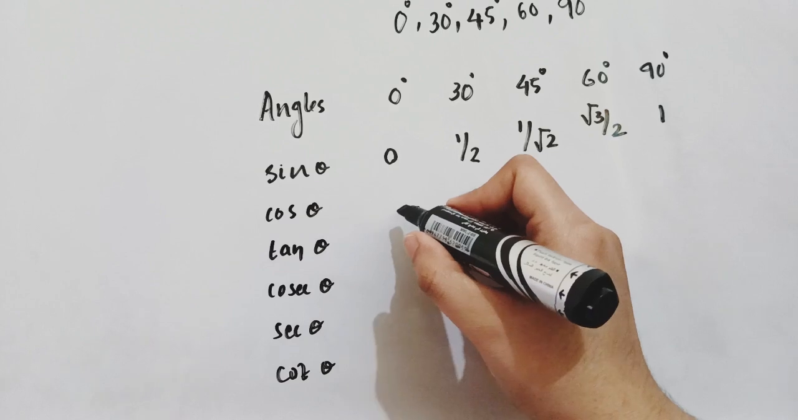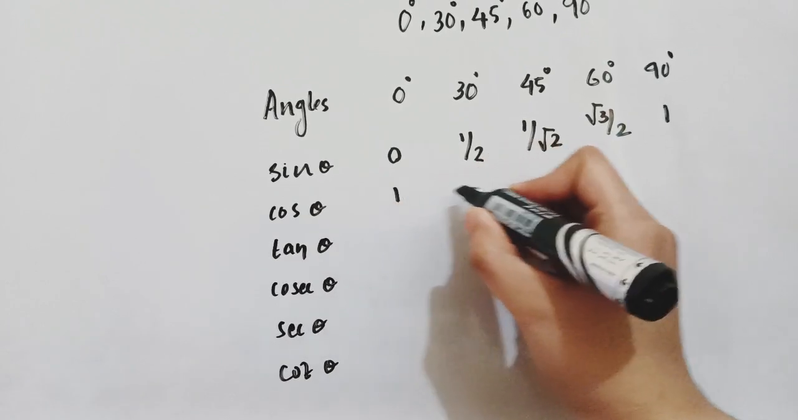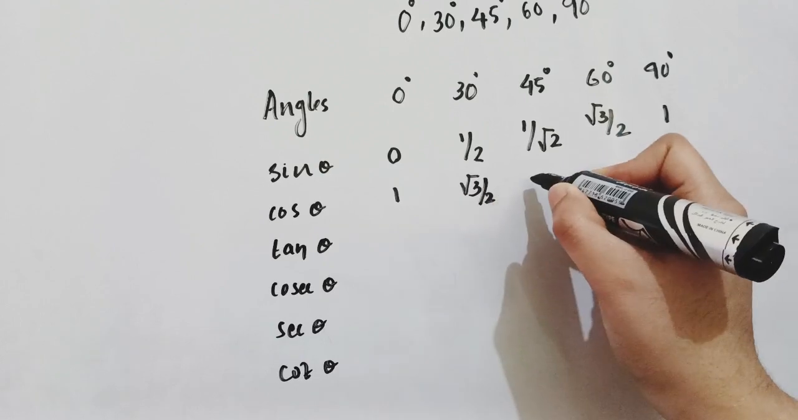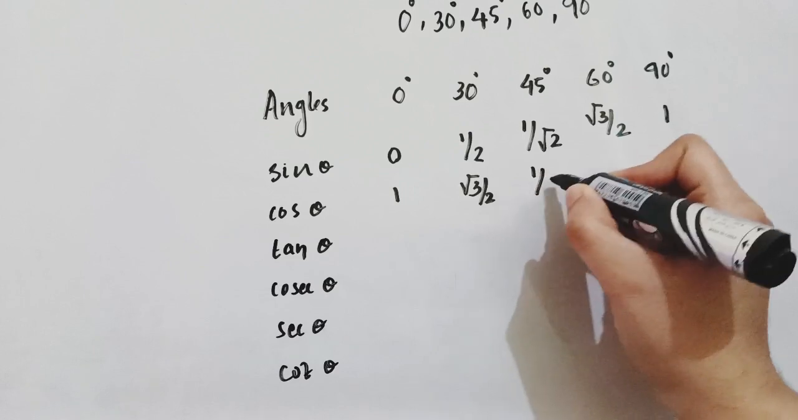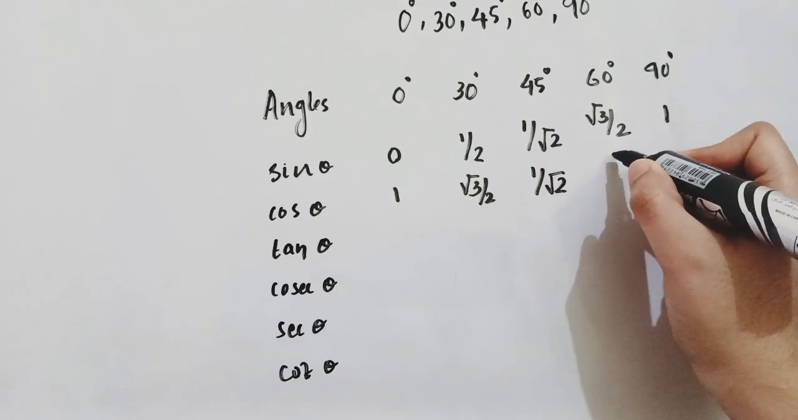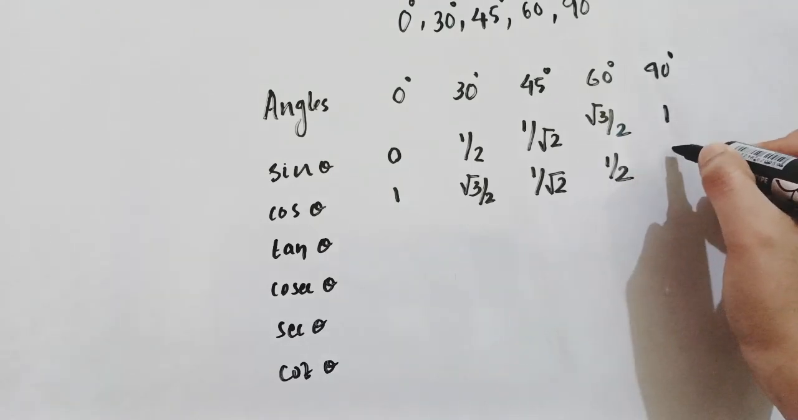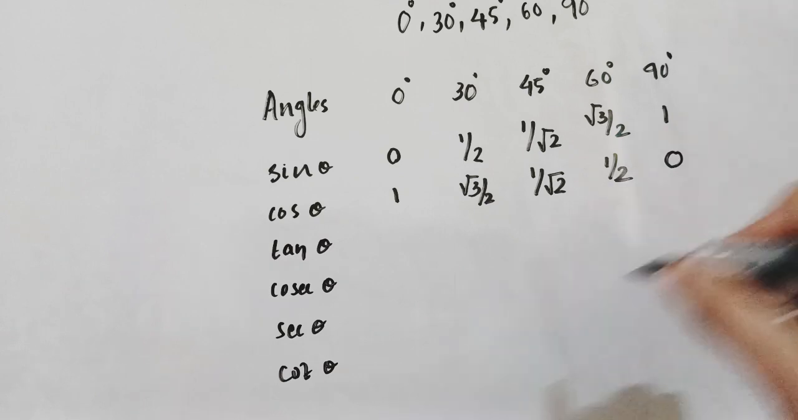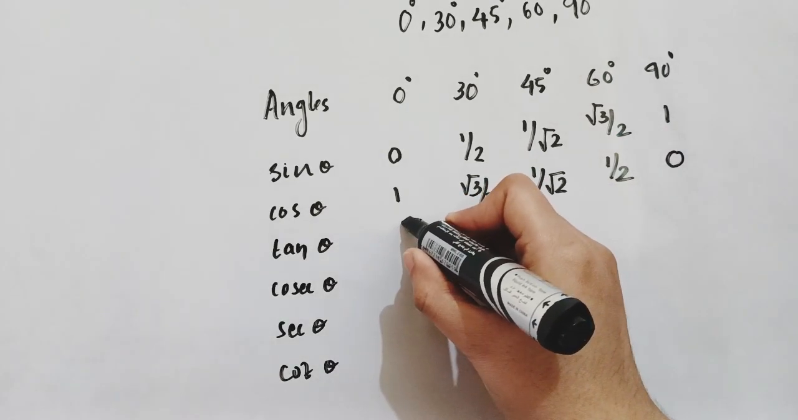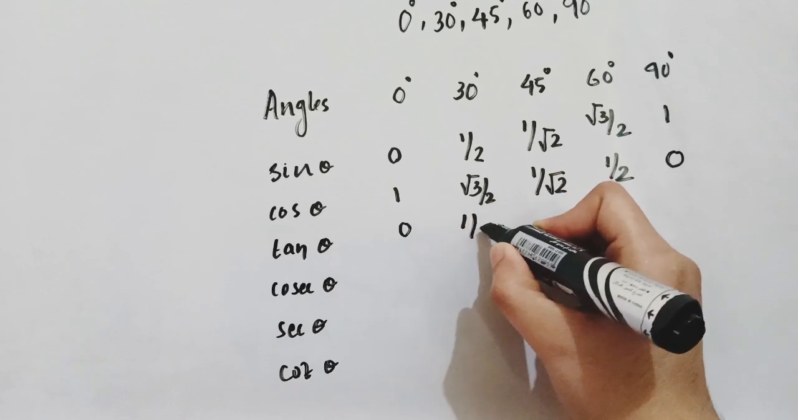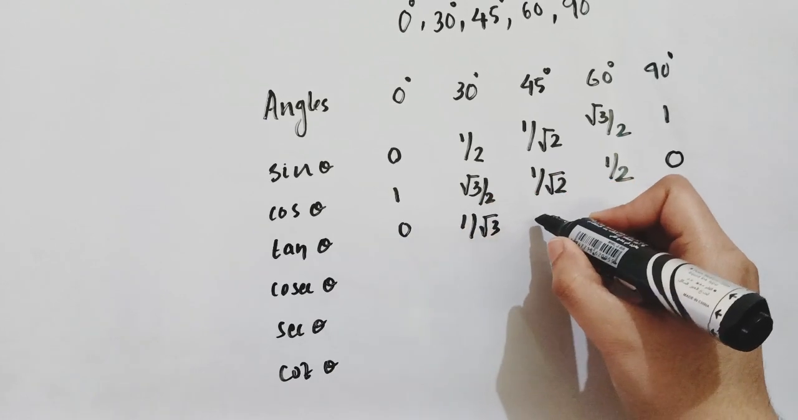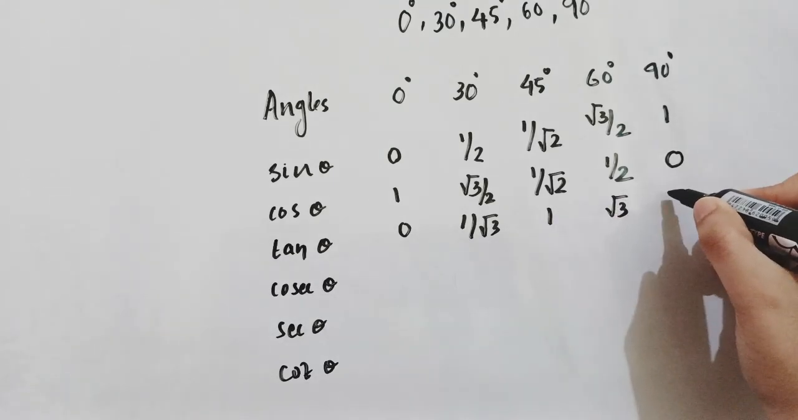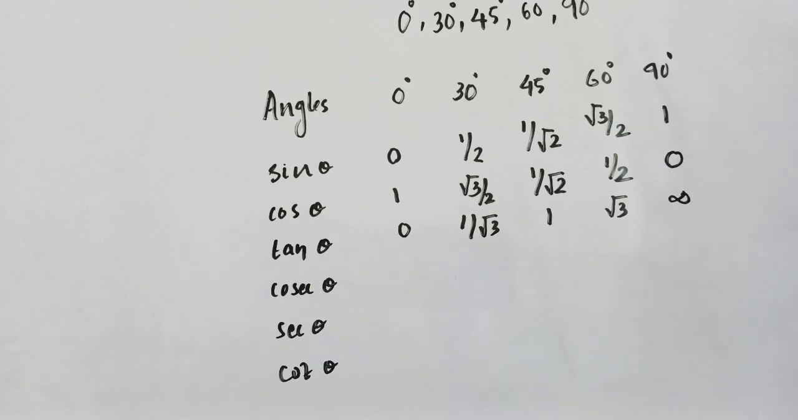Similarly, we can write cos 0 is 1. Cos 30 is root 3 by 2. Cos 45 is 1 by root 2. Cos 60 is 1 by 2 and cos 90 is 0. Then tan 0 is 0, tan 30 is 1 by root 3, tan 45 is 1, tan 60 is root 3 and tan 90 is infinity.